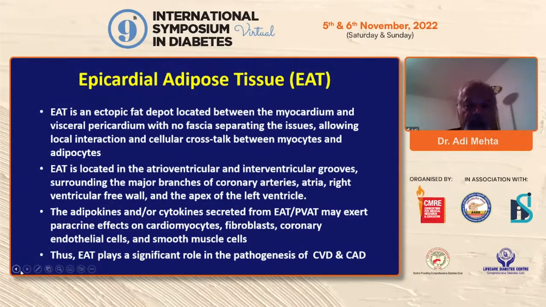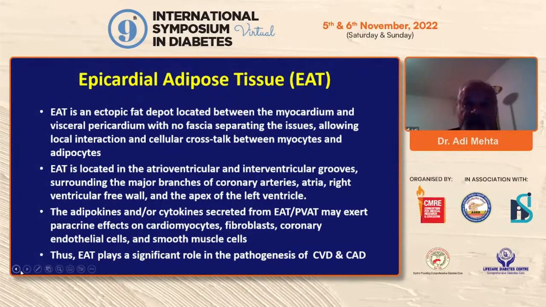So there's a huge amount of crosstalk between what happens in the adipose tissue and what happens in the surrounding tissues. It's mainly located in the atrioventricular and interventricular grooves, surrounding the major branches of the coronary arteries, the atria, the right ventricular free wall, and the apex of the left ventricle. So it actually forms a sort of envelope for most of the heart, and in the grooves, it accumulates more easily.